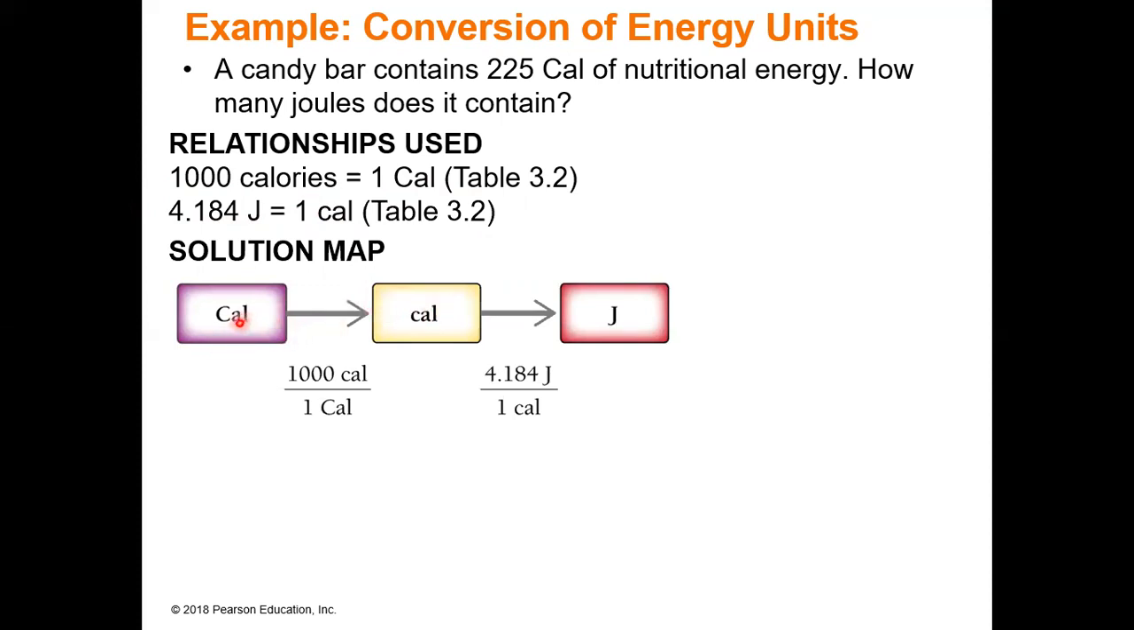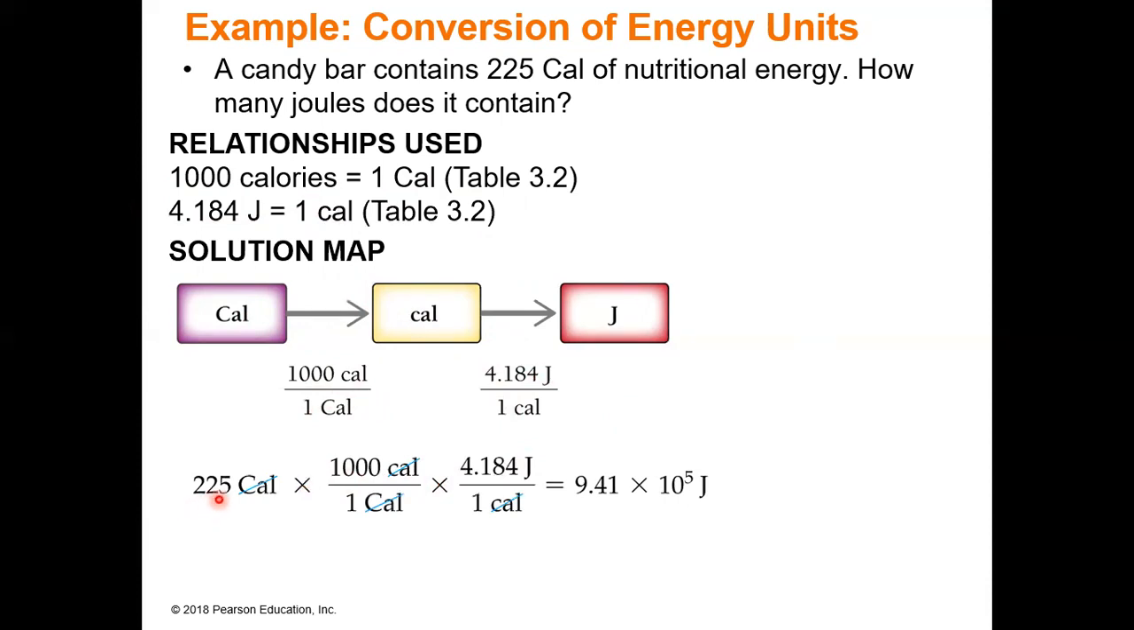We'll start with the capital C Calories. From that, we calculate how many small calories. From the small calories, we calculate how many joules. So we'll use these two conversion fractions. We're starting with 225 capital C Calories. 1 capital C Calorie is 1,000 small calories. 1 small calorie is 4.184 joules. We cancel out the capital C Calories and the small calories, and we only get joules. So that's 9.41 times 10 to the positive 5 joules. We use scientific notation to conveniently represent a large number or small number, in this case, a large number.